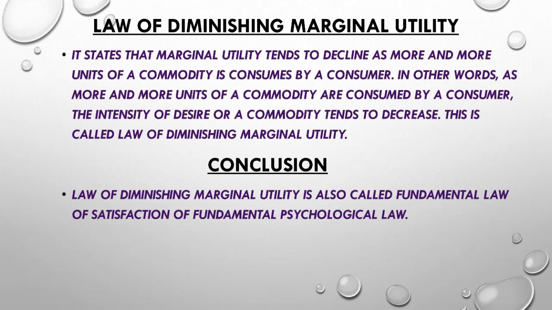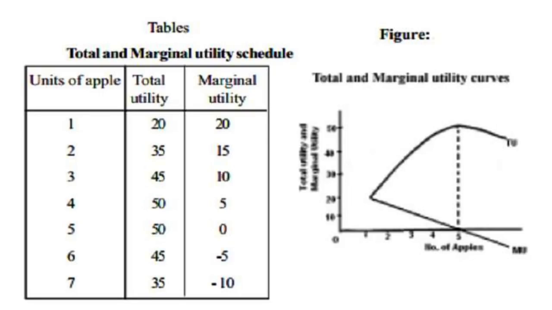And what is the law of diminishing marginal utility? We know marginal utility is the change in total utility. That is, if you consume one more unit, there is some change in total utility. From the previous table, where we drew a relationship between total utility and marginal utility, we can see that with more of a commodity, the marginal utility gradually decreases.